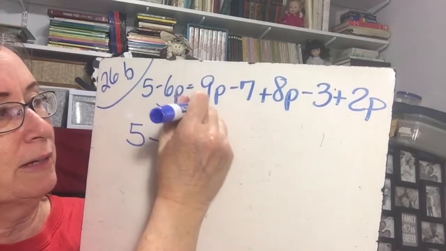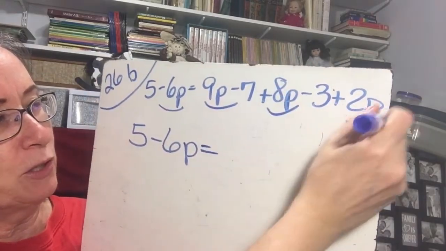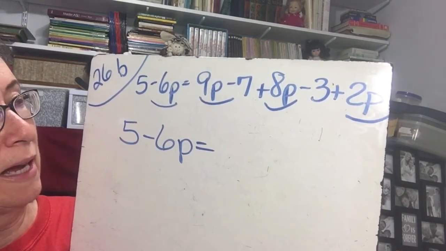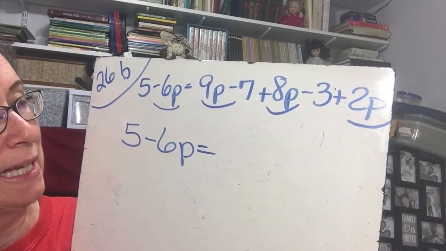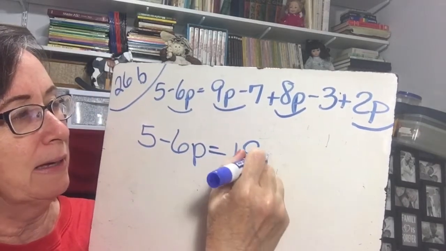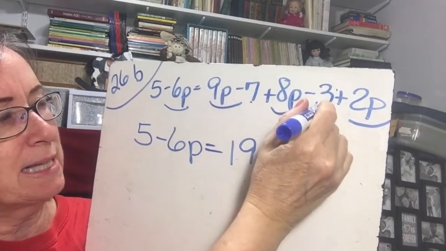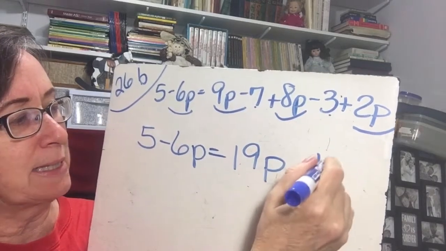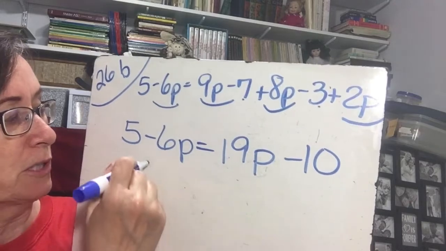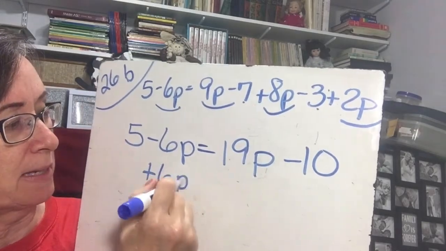So now 9p, 8p, 2p. We have 3 p terms, so 9 plus 8 is 17, plus 2 is 19p. Minus 7 minus 3 is minus 10. So now we're going to solve. We'll just go ahead and add a 6p this time.